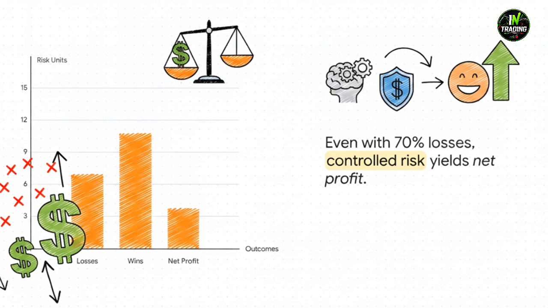But when you win those remaining 3 trades, you let your profits run, making multiples of your initial risk. That yields over $1,000. The result? Despite being wrong 70% of the time, you still walk away with a net profit of $380. That, my friends, is the absolute magic of risk management.